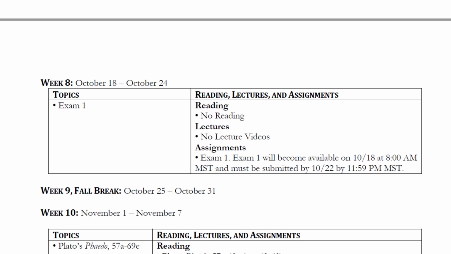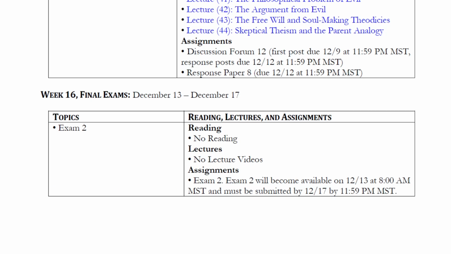Again, for the exact dates for the exams or any other assignment in this class that is associated with your particular section of the course, please consult the course schedule posted to Moodle. However, in this specific case, we can see that Exam 1 will take place during week 8. And we can also see that Exam 2 takes place during week 16.